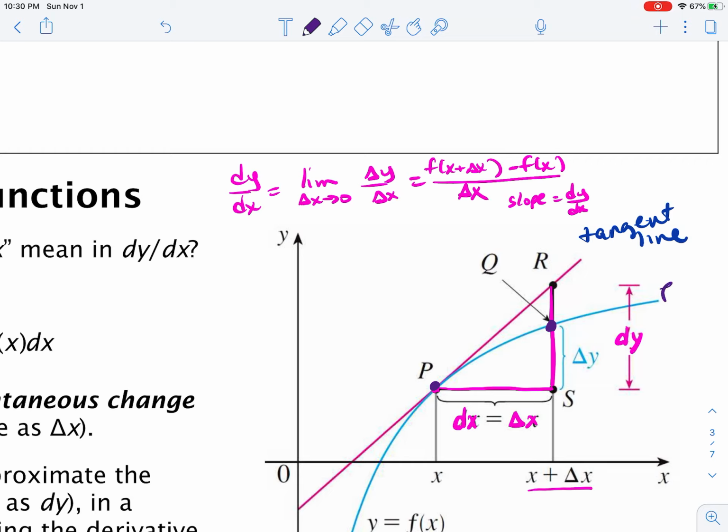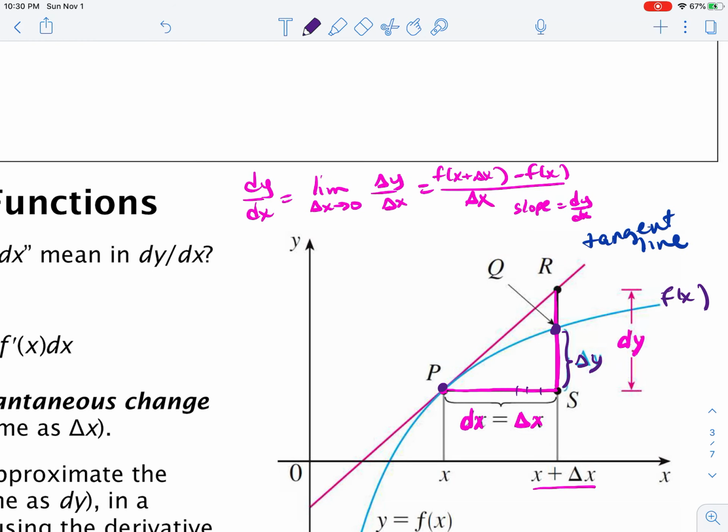So our function values would be here and here, because those would be on the curve of f of x, right? And so we would have that this distance here would just be delta y, right? But as the values of x, or as delta x goes to 0, then we would actually come upon the slope of the tangent line.